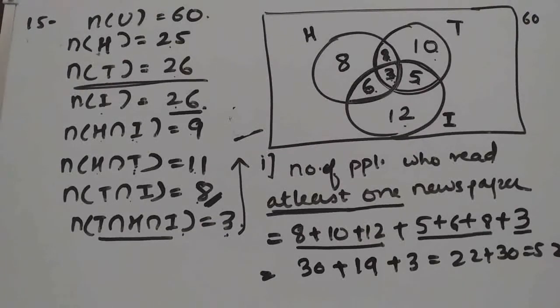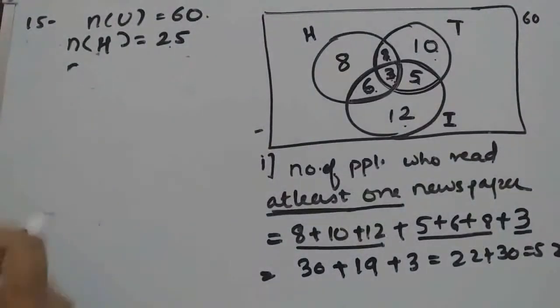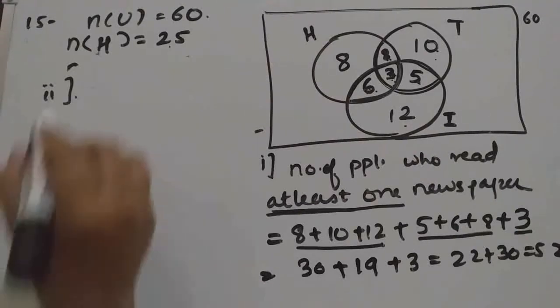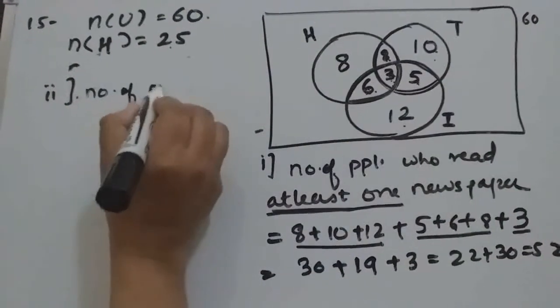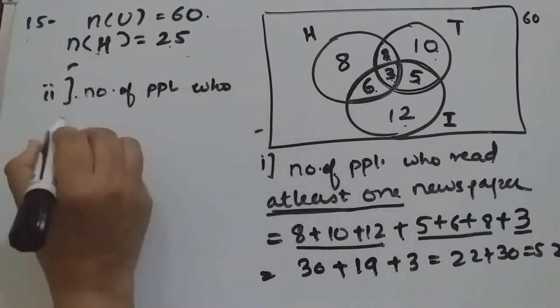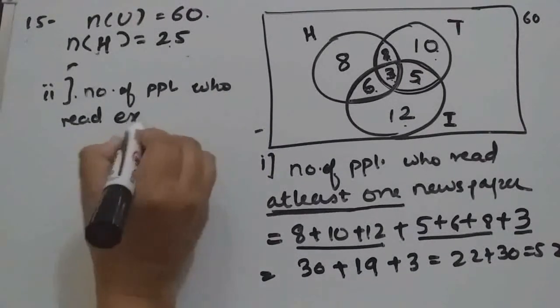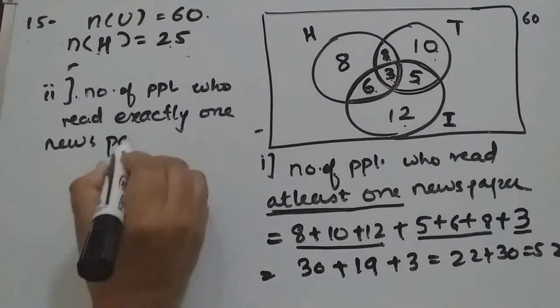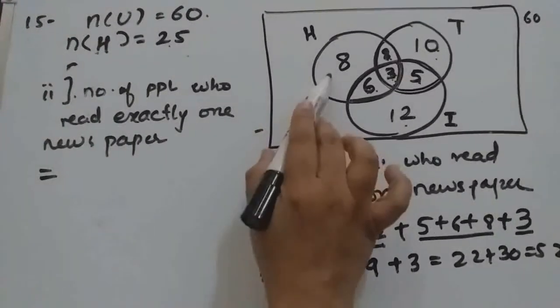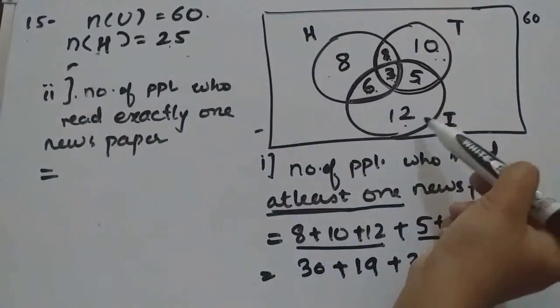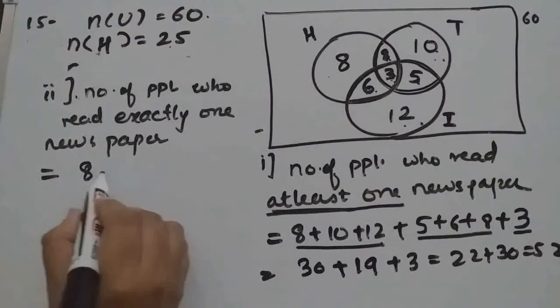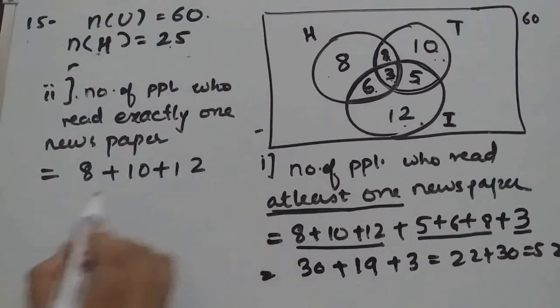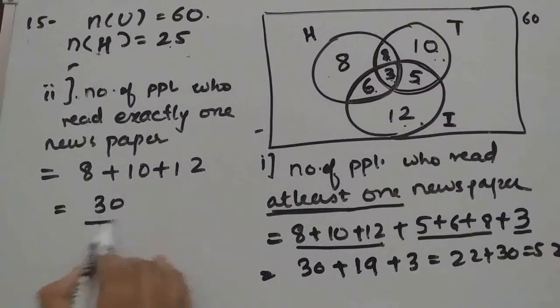Okay. Then the second part of the question is the number of people who read exactly one newspaper. Exactly one means only H or only T or only I, isn't it? So how many are there? 8 plus 10 plus 12, that means 30.